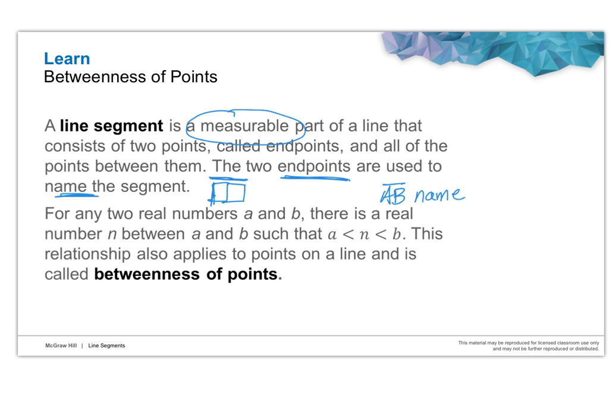And if you see in print just the letters AB, and they will be written in italics, I know that's hard to do with your own handwriting, but in your book you'll see them in italics. That means we're talking about the measure in units. How long is that segment? What's the distance between the two endpoints? When you don't see the bar anymore, we're talking about measure versus name.